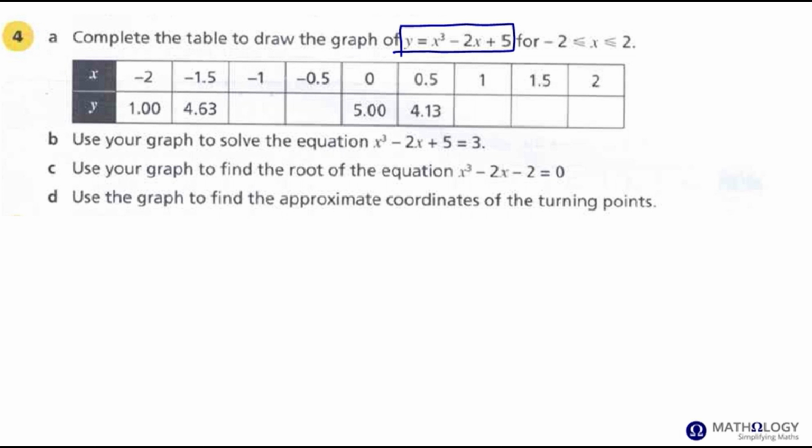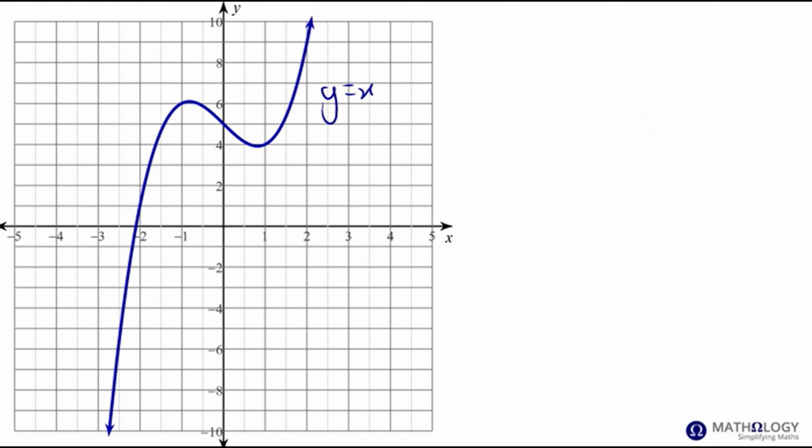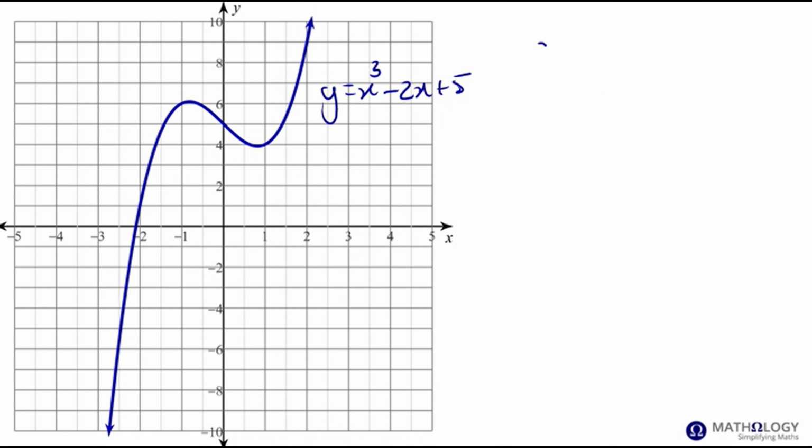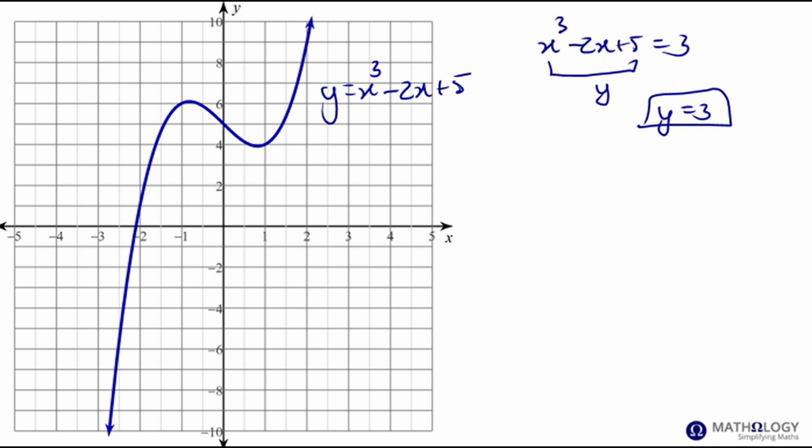Question 4, again, take all the x values in the table, substitute them each into the function y equals x cubed minus 2x plus 5. Find the corresponding y values, plot those points, and draw a graph. Use your graph to solve the equation x cubed minus 2x plus 5 equals 3. Okay, so they want us to solve x cubed minus 2x plus 5 equals 3. X cubed minus 2x plus 5 represents y. So essentially they're asking us to find the value of x when y is 3. So we find y equals 3, which is there.